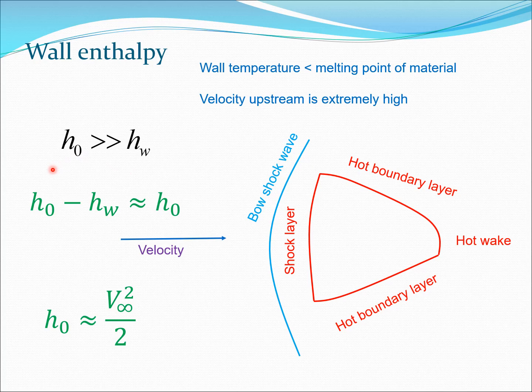So now let us look at the enthalpy at the wall, and the enthalpy at the wall is also much less than h0, or h0 is much greater than hw. And that's because as far as the wall is concerned, the wall temperature must always remain lower than the melting point of the material. So this is bounded by some pretty reasonable number. But the velocity upstream is very high, and therefore again h0 is very high. So we can say that h0 minus hw is almost equal to h0. So we are simply going to assume that, and therefore also we know that h0 is v infinity squared by 2. So I can say h0 minus hw would also be v infinity squared by 2.